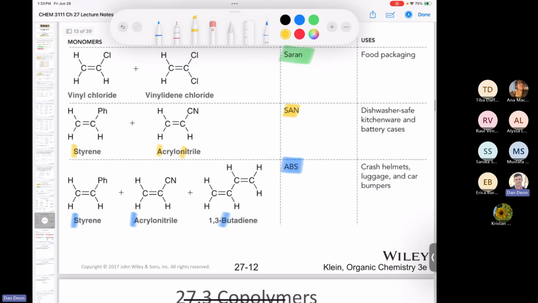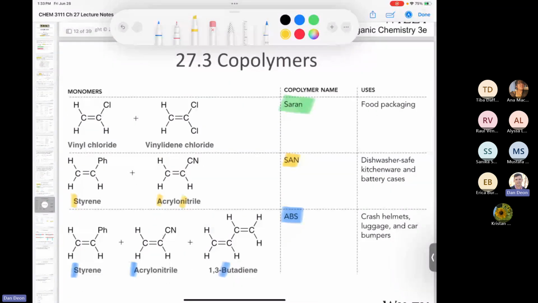Now, do you have to memorize all of these? No, you don't have to memorize all of these different copolymers and what they're made from exactly. But you should have an idea that when you put different monomers together, you get copolymers, and you get completely different properties than the monomers have themselves.